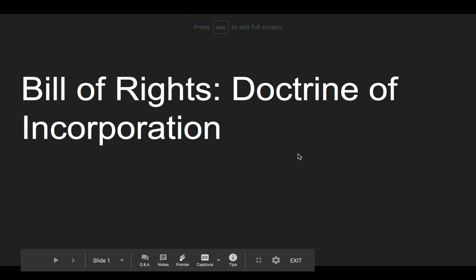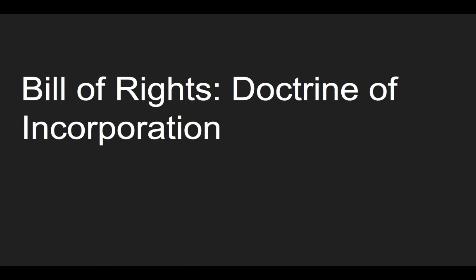So the Bill of Rights is, of course, the first 10 amendments that are added to the Constitution. And this is something that the Anti-Federalists really wanted because they feared the federal government would infringe upon their rights. And we want to look at how the Bill of Rights went from being only about the federal government to being about all of the country, including the states.